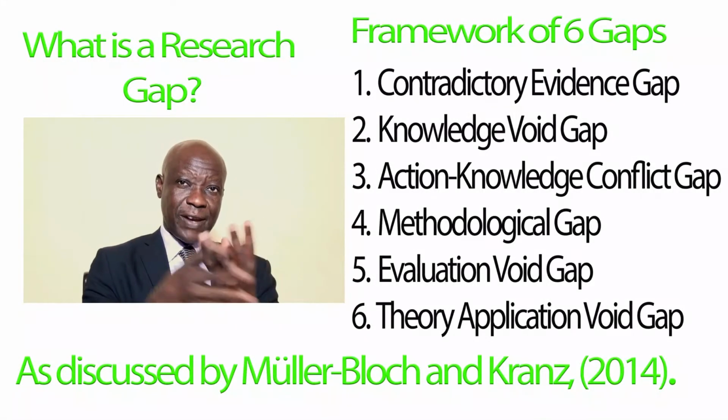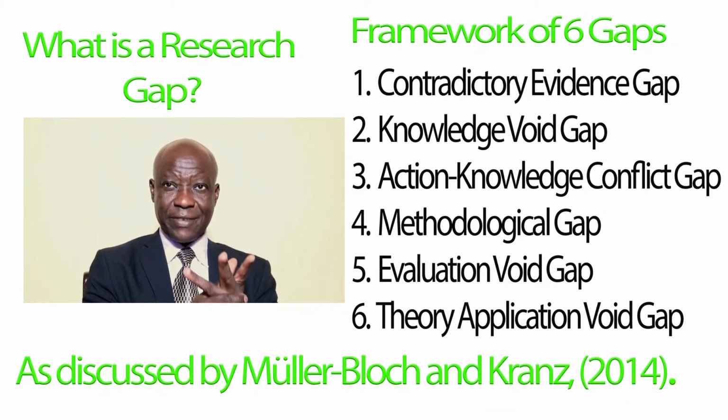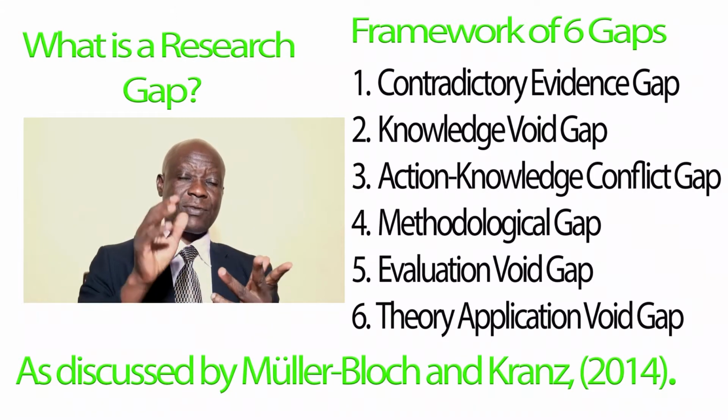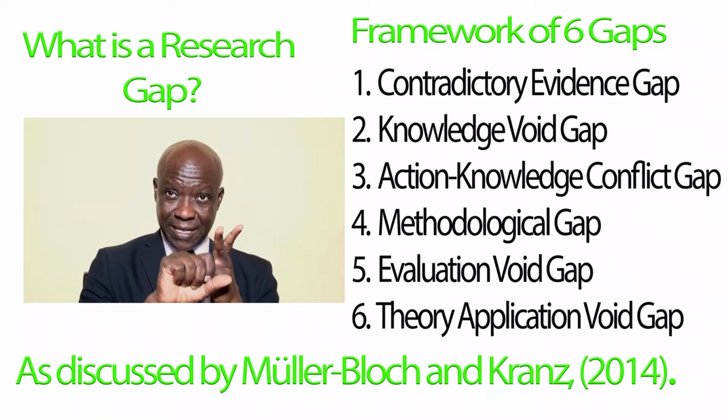And of course, as you can see, Jacobs' 2011 identified 6 types of research problems. And these problems parallel research gaps as discussed by Muller, Bloch, and Kranz 2014, right? And of course, in their case, they do come up with what they consider to be a research gap. And their framework of research gaps consisted of 6 gaps, ladies and gentlemen. So the first one is what they call contradictory evidence gap. The second one is what they call the knowledge void gap.